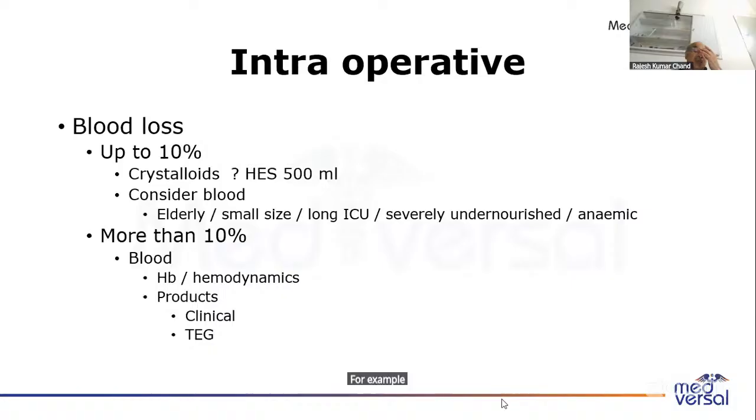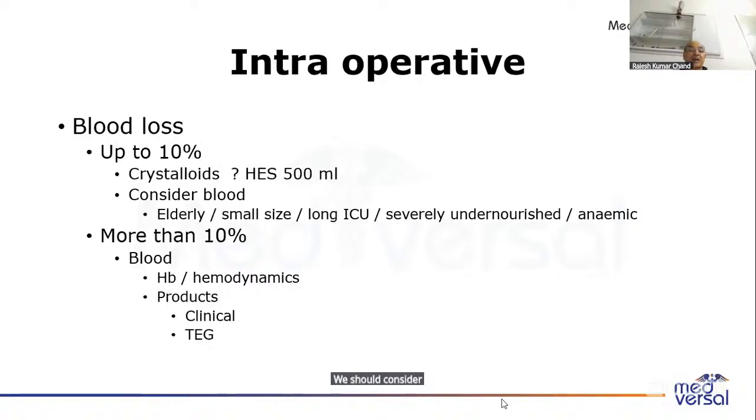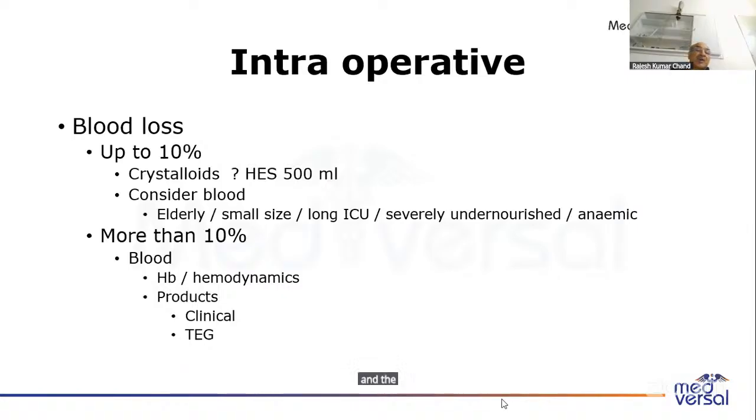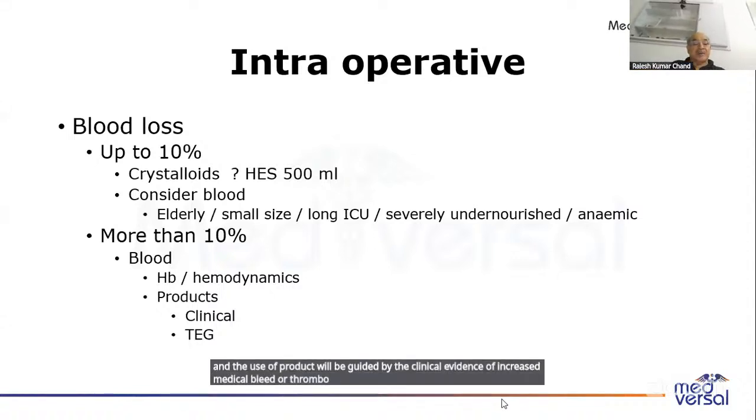For example, even if the hemoglobin is 10 and our CVP is good, we have given enough fluid, and blood pressure appears normal, but the patient is having tachycardia, we should consider giving blood, because that may settle the heart rate. So similarly, hemodynamics and hemoglobin will help us know when and how much blood to give. And the use of products will be guided by clinical evidence of increased bleeding or thromboelastography.